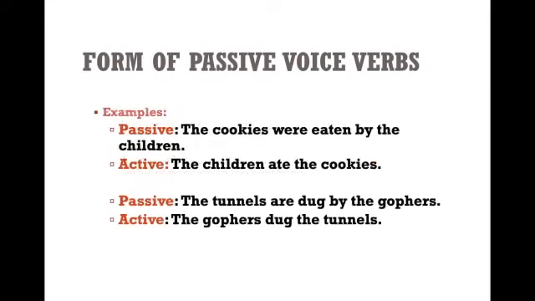For example, if you have the passive line, the cookies were eaten by the children, you can easily make it from passive to active voice by moving that object of the preposition, the children, and making it now the subject. So now the active voice would say, the children ate the cookies. The children are doing the eating. It's direct, it's active.